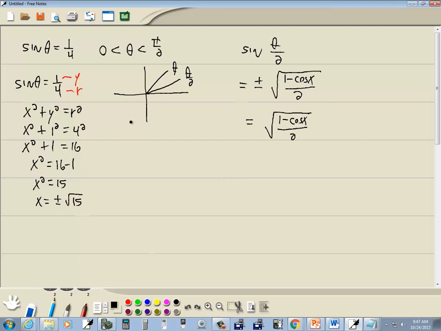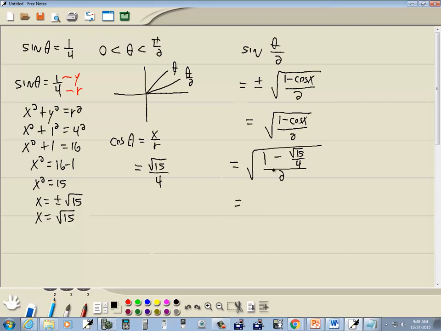Now, in quadrant 1, x is positive, so we're going to have x is equal to positive square root of 15. So now, since we know x, y, and r, cosine is equal to x over r, and x is square root of 15 over r, which is 4. So now we can plug that in. So we're going to have the square root of (1 minus square root of 15 over 4) all over 2.